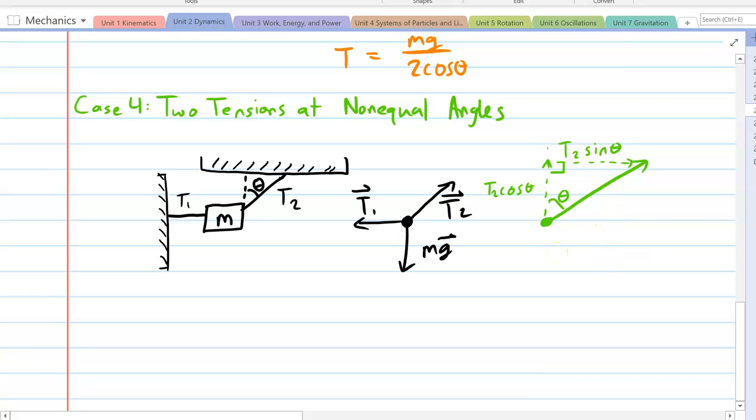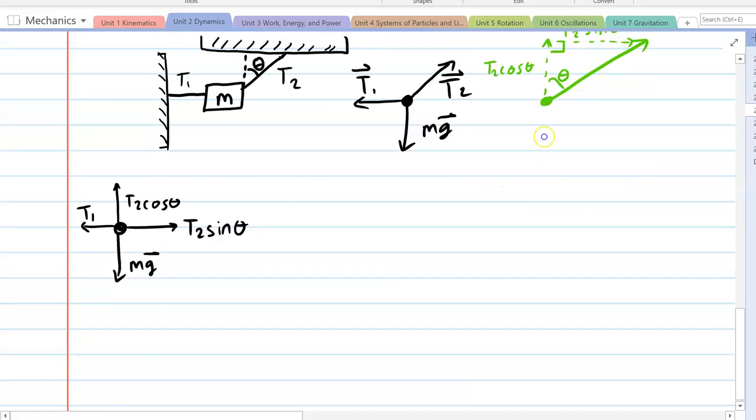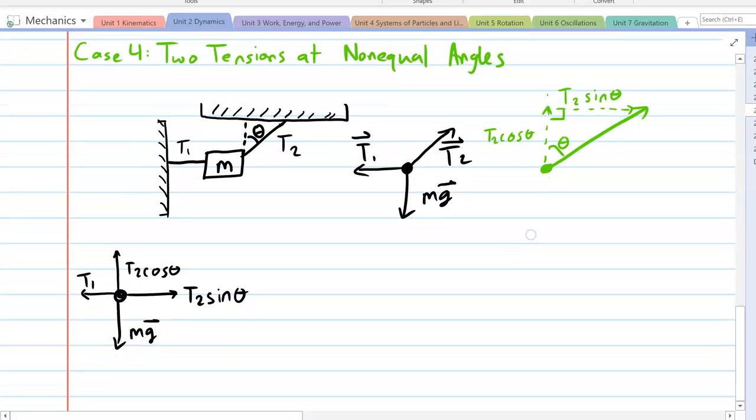After that, we should probably go back to our free body diagram and draw a better one with components. So mg, this one is T1, we have T2 cosine, and then we have T2 sine. There we go. So now we should use Newton's second law in the y and then the x.